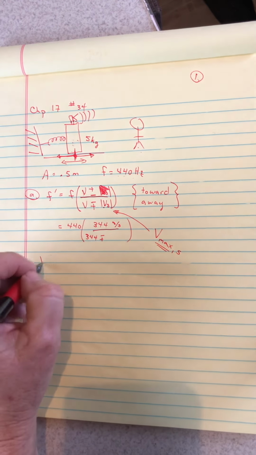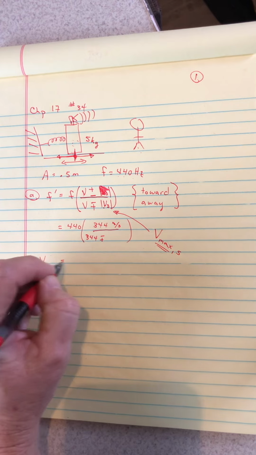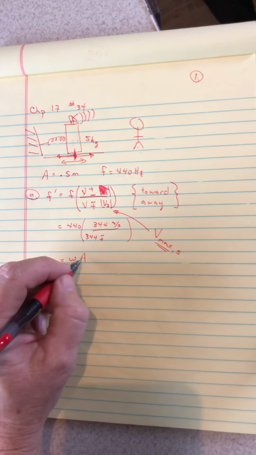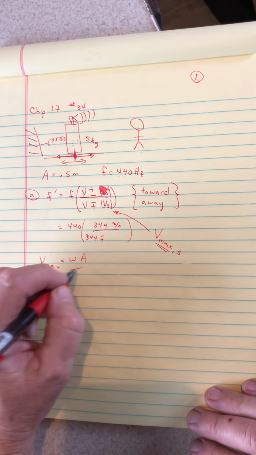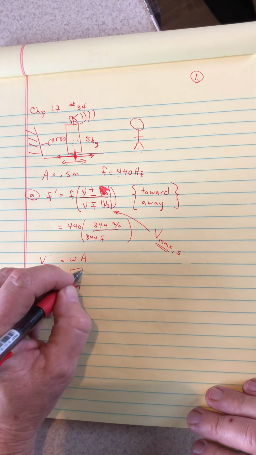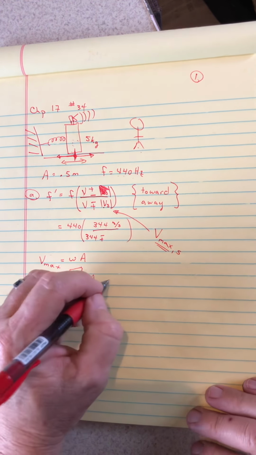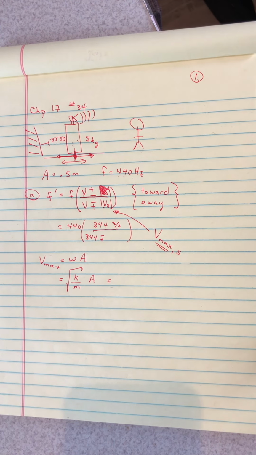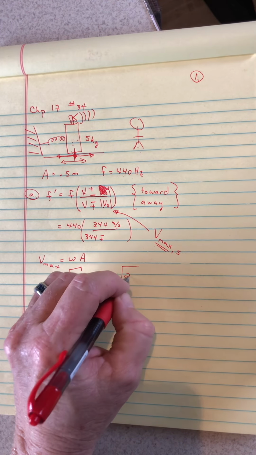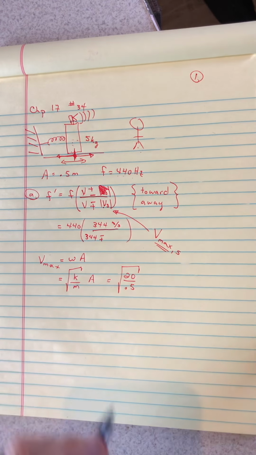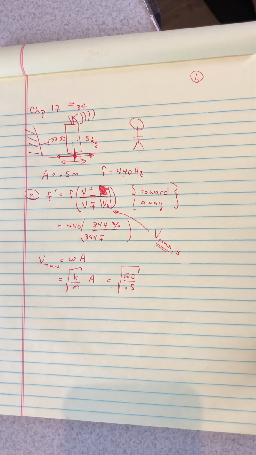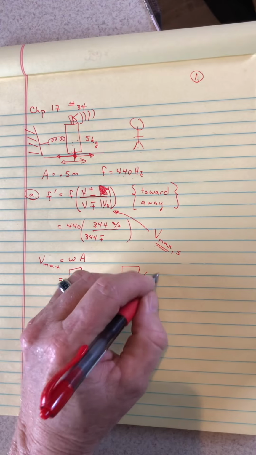And, of course, let me come back to chapter 15, where we had this omega A as the little formula for the maximum speed, or the speed as it goes through equilibrium. And so omega is the square root of K over M, and then times A. And these numbers were all given, right? They gave the spring constant. Looks like I didn't write it down. Let me just put it in there now. The spring constant is 20, the mass is 0.5, and the amplitude is 0.5.